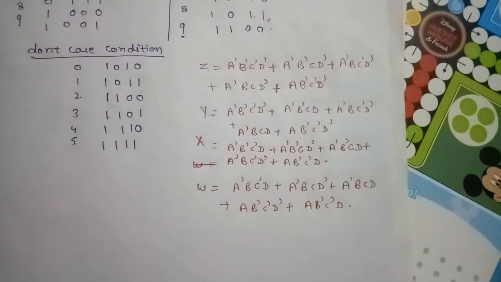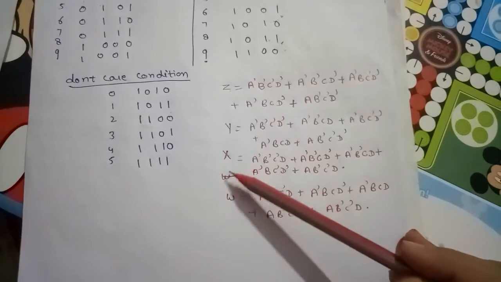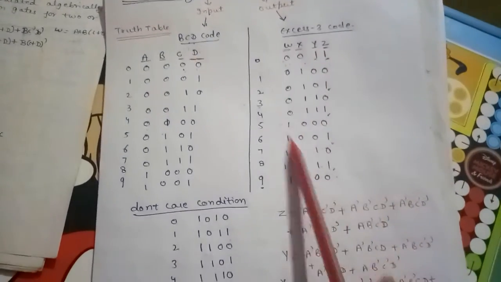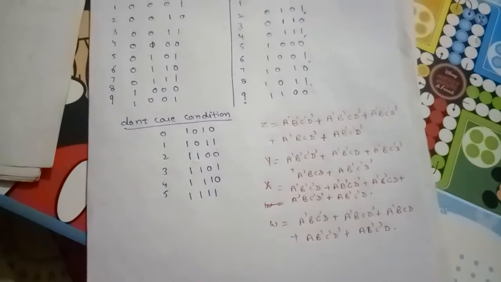So y is 1 at this location: 1, 1, 1 and 1. So let's write the function for these values. Likewise, we have to write the functions for all the variables z, y, x and w, and these are the functions obtained by checking this truth table. This is in canonical form because we have written it directly from the truth table, right?